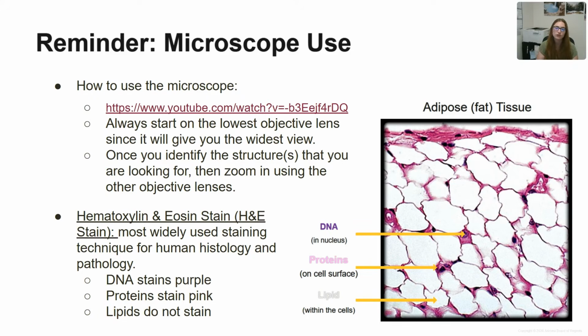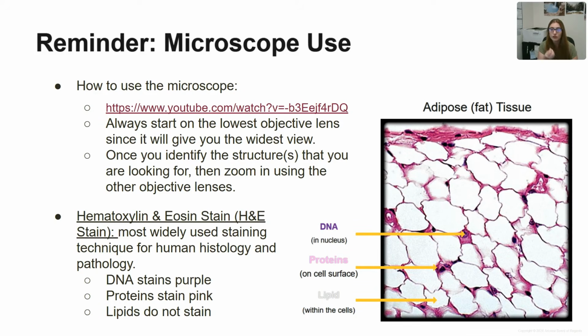So a lot of the tissues you'll see in lab this week are going to use that H&E stain. And so if you're seeing stuff that's pink, you know that's proteins. If you're seeing stuff that's purple, you know that's DNA. Not all tissues are going to use this staining technique, though, because sometimes we want to see structures that are not going to stain well with this technique.